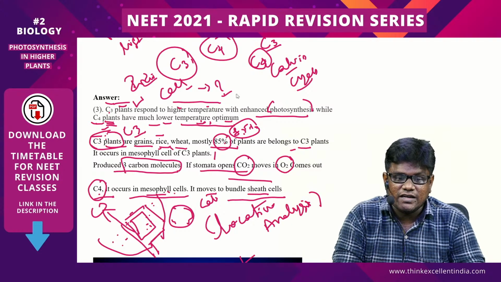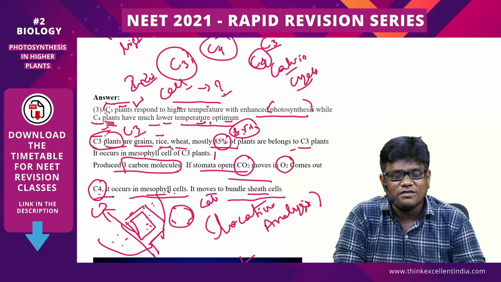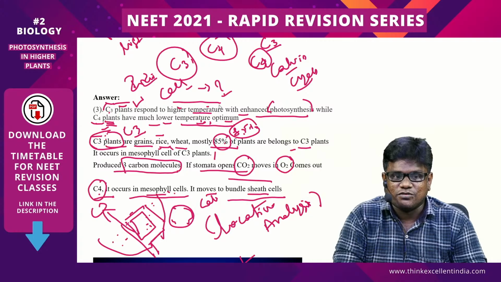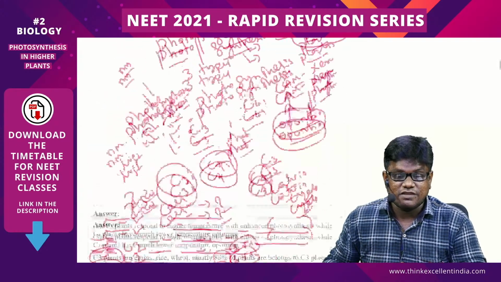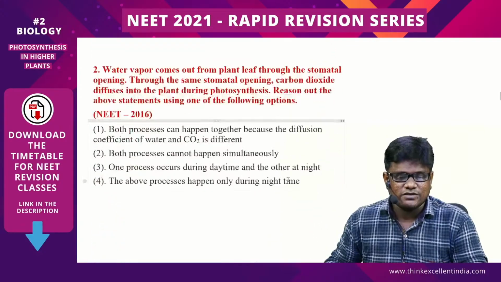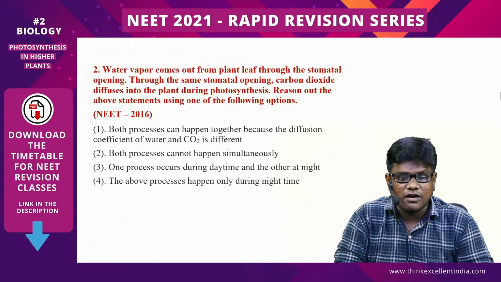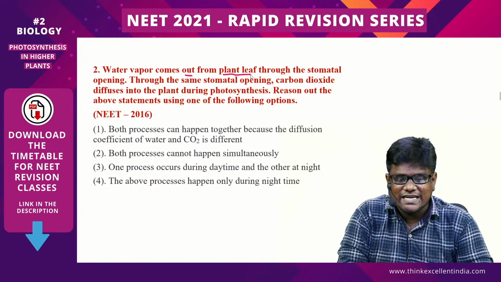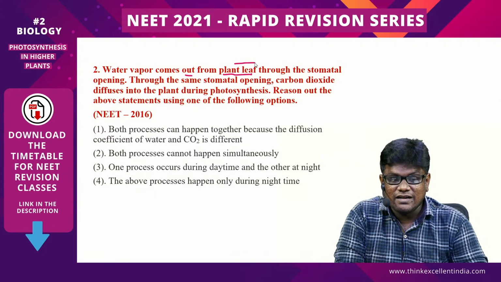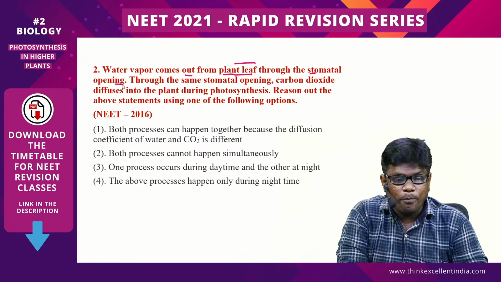So in a tropical country like India, C3 plants are doing that higher temperature enhanced photosynthetic process. So that is the first question we have seen today, and we are going to see the next question. What exactly are we going to see? The water vapor comes out from the plant leaf. You have to imagine we are talking about the plant leaf, the stomatal opening.